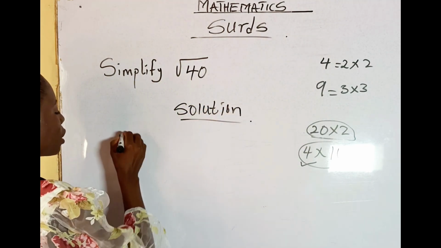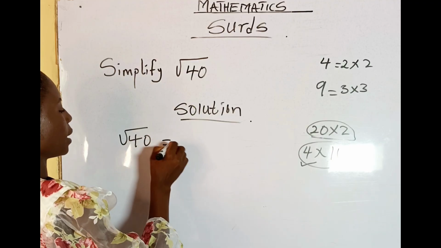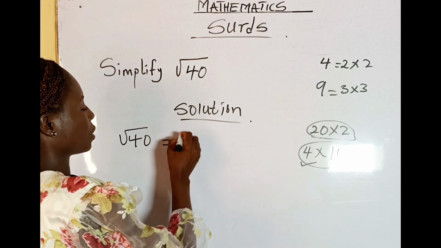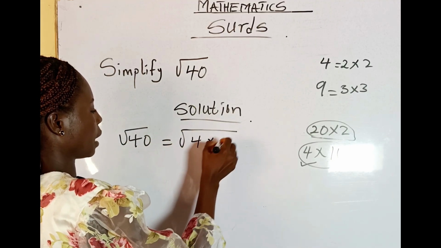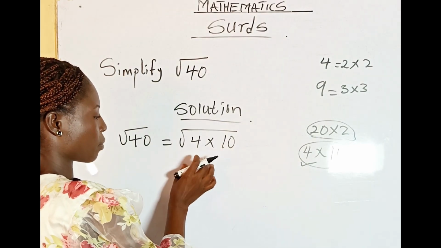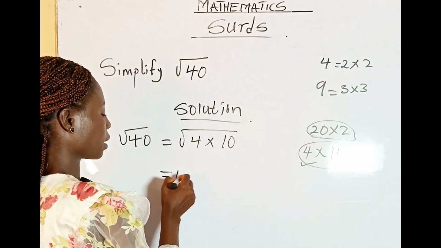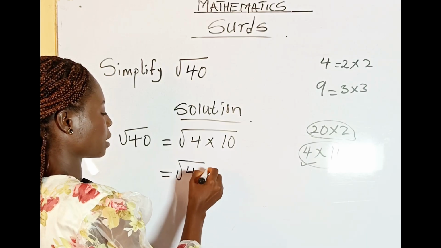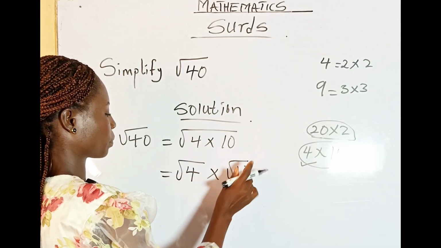The square root of 40 is the same thing as the square root of 4 times 10. This is a perfect square and this is not a perfect square. So I'm going to be separating the two. That gives us the square root of 4 times the square root of 10.